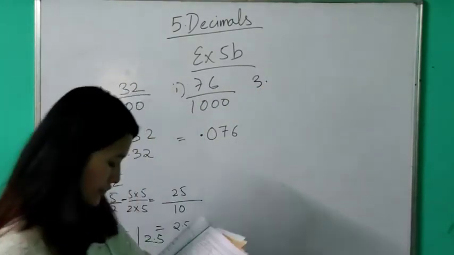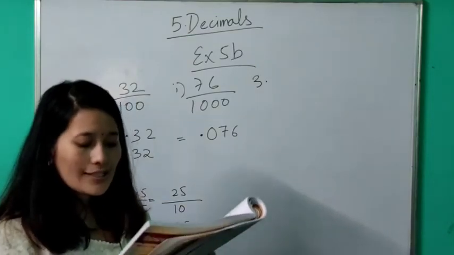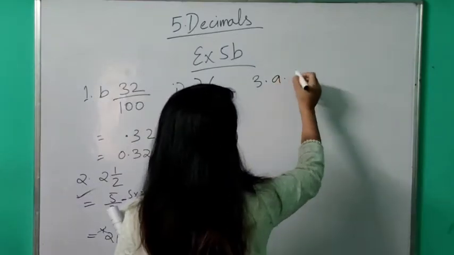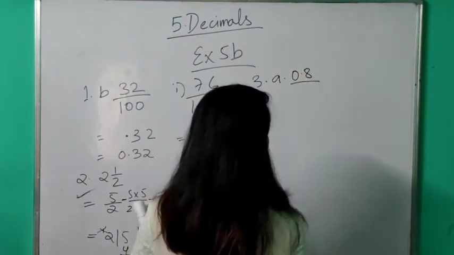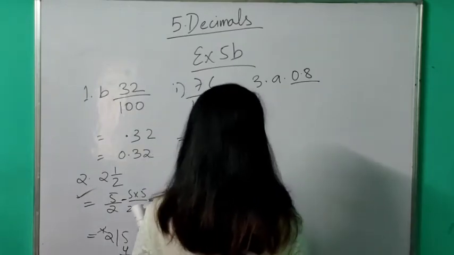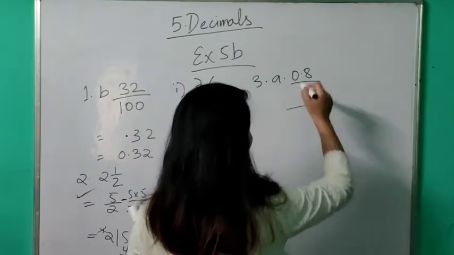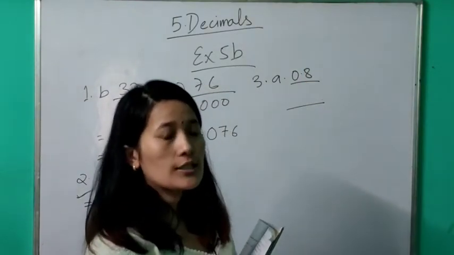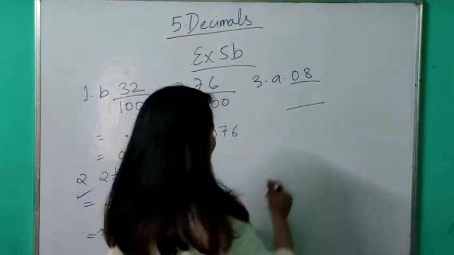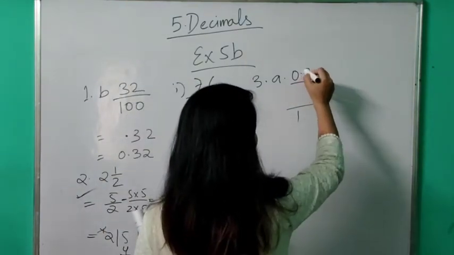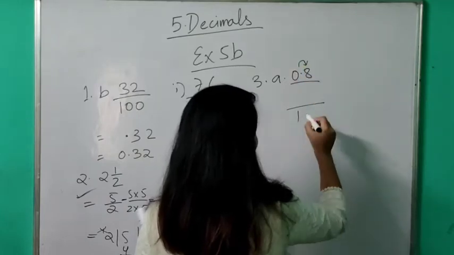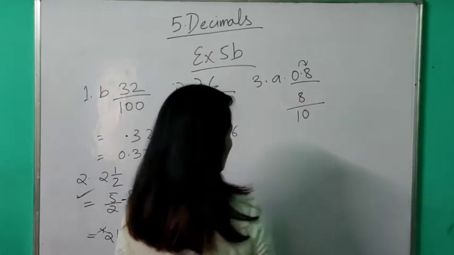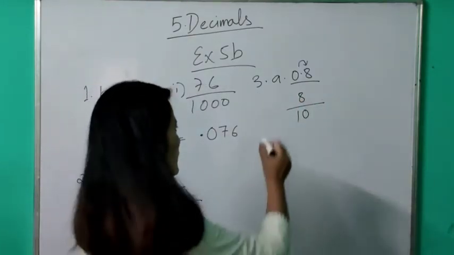Now let's go to question number 3. Here it's a bit different. You are given a decimal and you have to convert it into a fraction. So question A, 0.8. Like I told you, the number of digits after the decimal point will be equal to the number of zeros on the denominator side, right? So you will place 1 here. After the decimal point, how many digits do you have? 1. So you will put 1 0 here, and then on the numerator just the digits. Okay, so this is the answer.